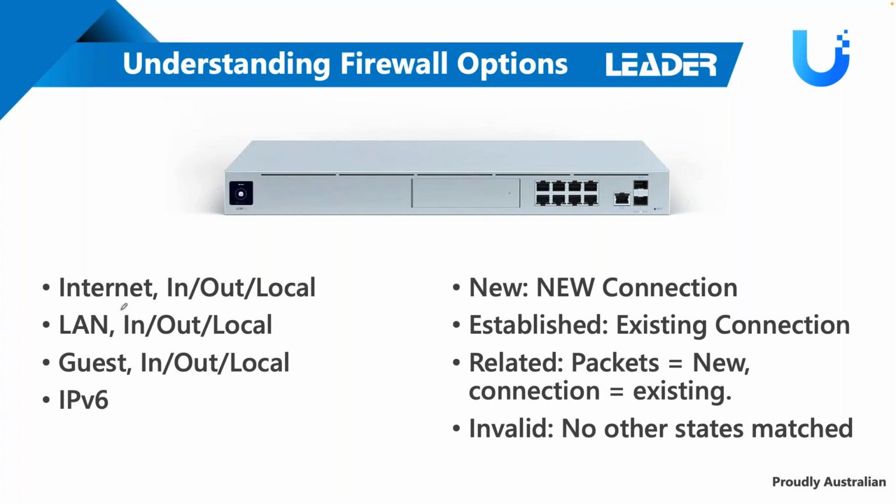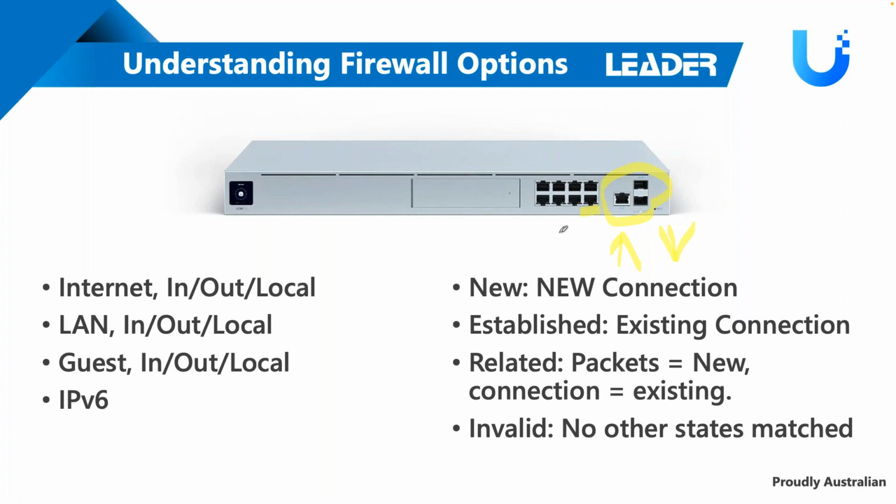So just as a very quick definition of all of these options that you'll see in the firewall rules. Internet refers to everything on the WAN side of things. So that would be everything on this interface. On the UDM Pro SE, it would be this one as well. And in, out, and local determines the type of traffic or the direction of the traffic. So internet in would be everything coming into the WAN interface from the internet. Internet out would be everything leaving the WAN interface, going to the internet.